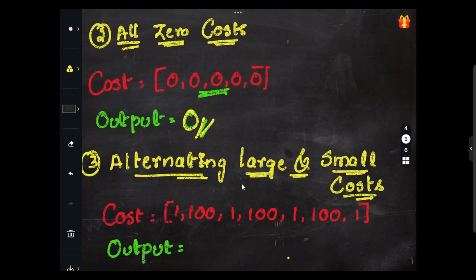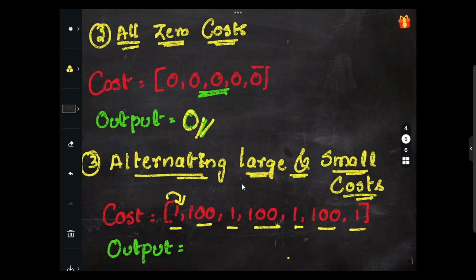So next one is alternating large and small cost. You can clearly see 100, 100, 100, 1. Alternating large and small costs, right? Initially we have to avoid 100 by stepping over them, because we have to find the minimum cost to climb the top. We can go 1 step at a time or 2 steps at a time.